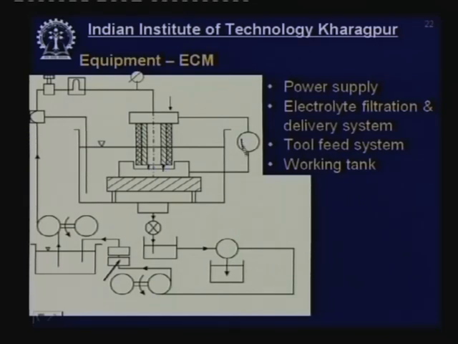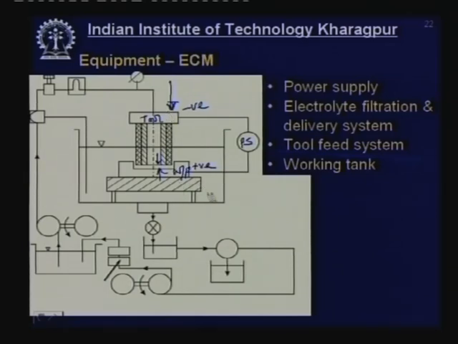What is this? This is my power supply. This is the positive terminal, and this is the tool, so this is your negative terminal, and this is your workpiece, which is the positive terminal. You require a tool feed system because this gap has to be maintained. So, you require a servo system for feeding the tool.